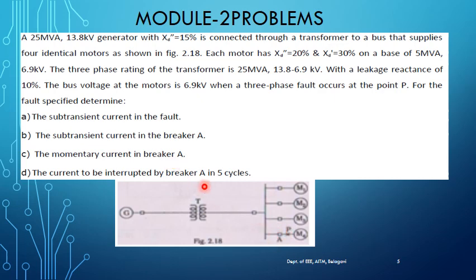For that we need to find the subtransient current, then the momentary current in the breaker A. So we need to find out the momentary current for breaker A. Then after that we need to find out the current to be interrupted by the breaker A in 5 cycles. Is it clear? So these are the various parameters we need to determine.